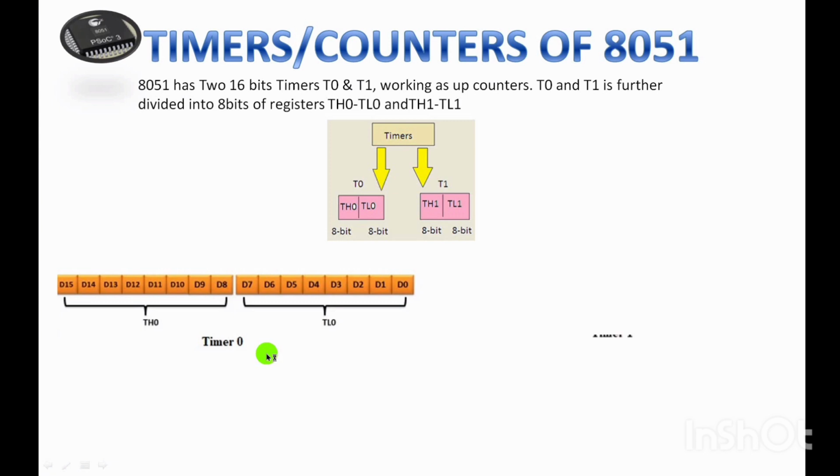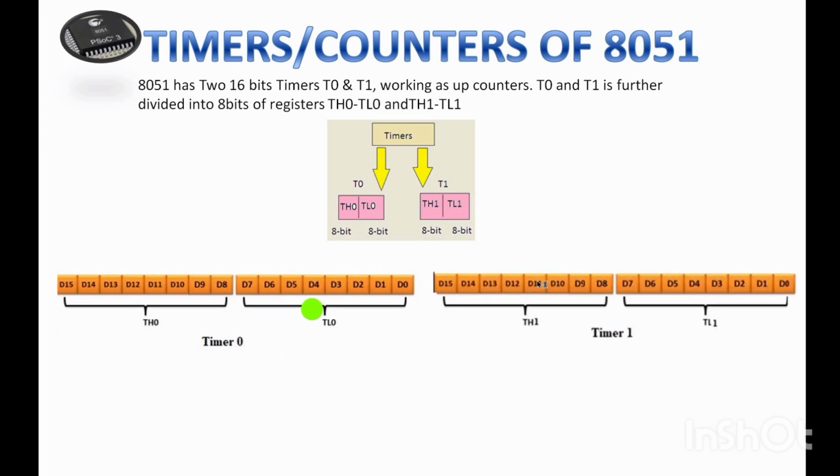So these are timer 0 and timer 1. So here D0 to D3 is the lower order hexa number, and the next order hexa number is D4 to D7 and D8 to D11, next the third order hexa number, and the higher order hexa number is D12 to D15. Likewise timer 1 also.